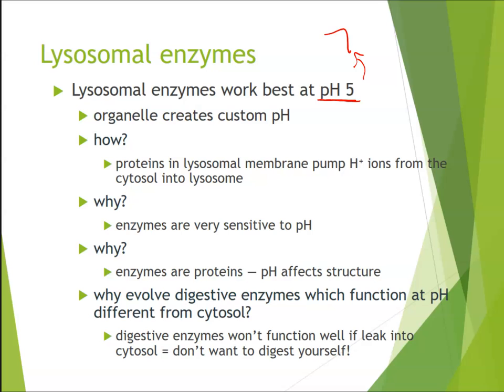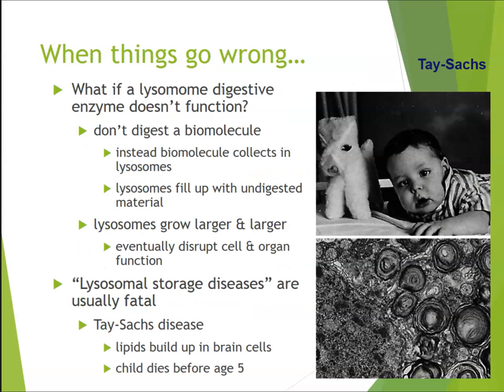There are some things that can go wrong. When a lysosome's digestive enzyme doesn't function properly, then you can't digest biomolecules. So instead, those macromolecules collect and they get filled up with undigested material. So an example of this is a disease called Tay-Sachs disease, where lipids build up in brain cells because the lysosomes don't function to break them down, and it usually results in a pretty early death for the child, unfortunately.